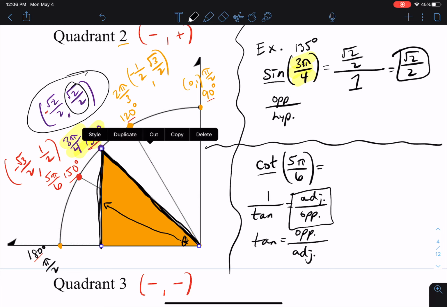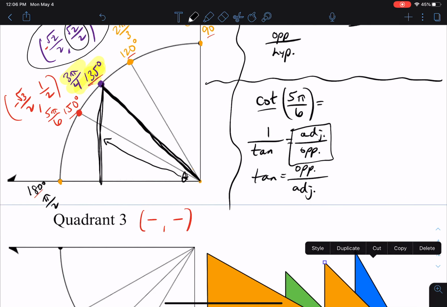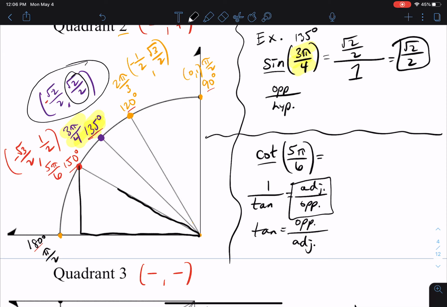Okay, so move that triangle out of the way. So 5 pi over 6 is right here. So that triangle would look something like this. Try that one more time.